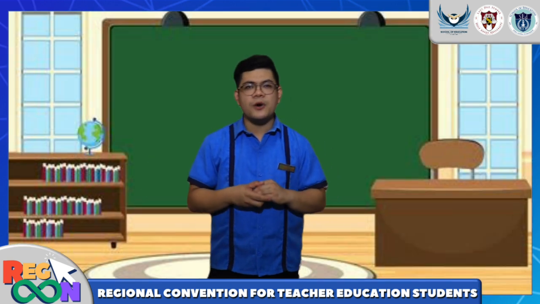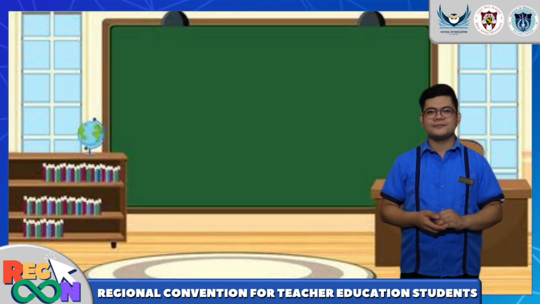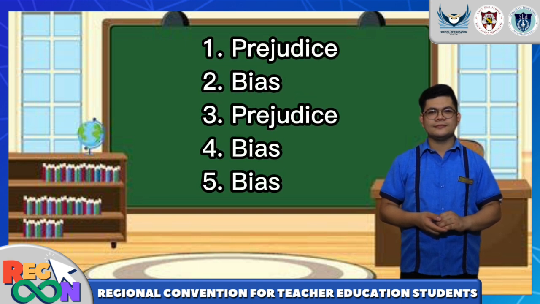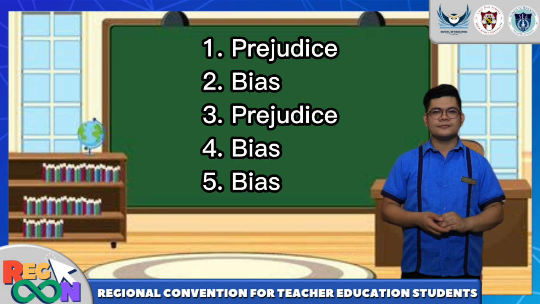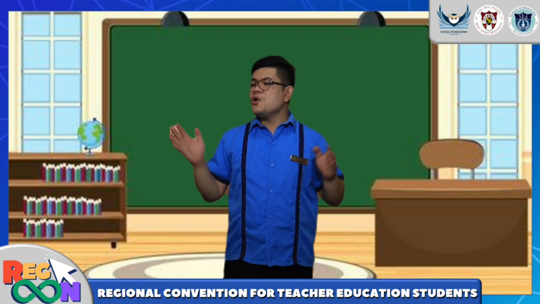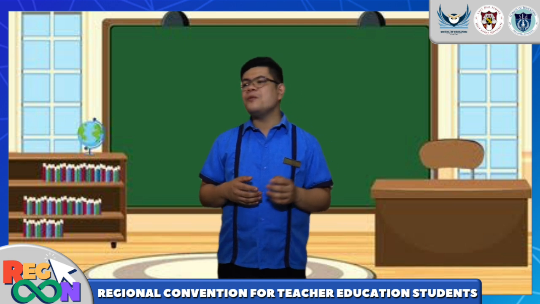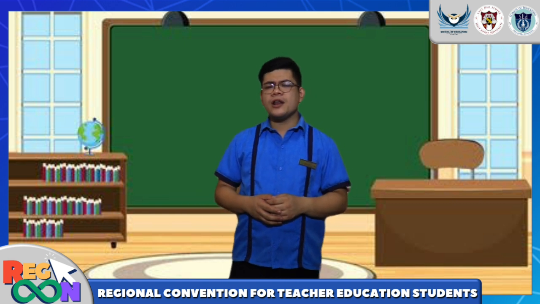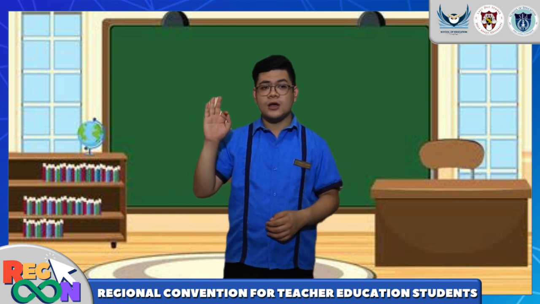Okay, so kindly check your own paper and be honest. Here are the answers. Who got the perfect score? Wow, good job! Almost all of you got the perfect score. How about 4? Okay, very good. What about 3? 2? 1? And 0?